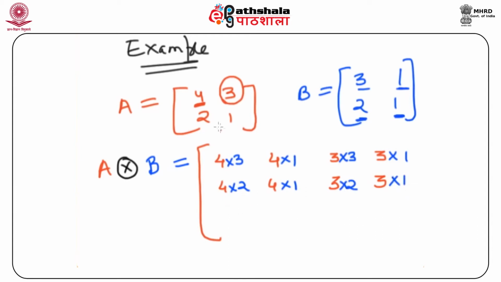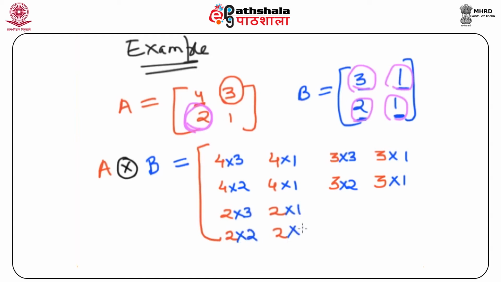Similarly, we now take this particular element of the matrix A, it is 2, and we write 2 at these 4 places, and we'll multiply by 3, then 1, then 2 and then 1 in these respective places. That is, what we get is 2 multiplied by 3, 2 multiplied by 1, 2 multiplied by 2 and 2 multiplied by 1.